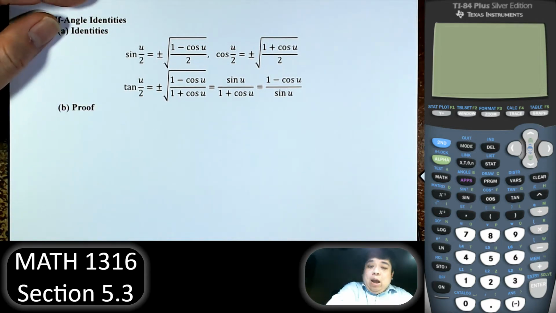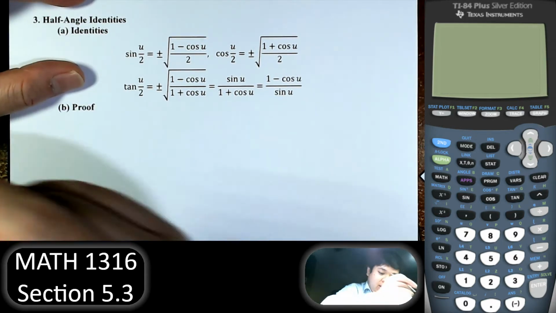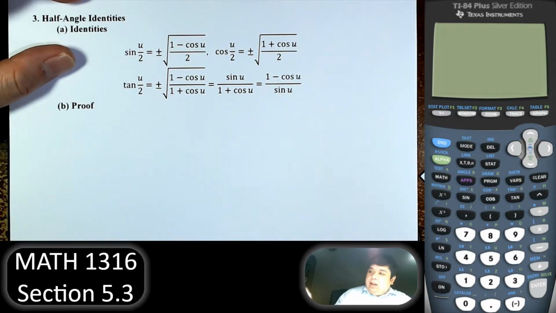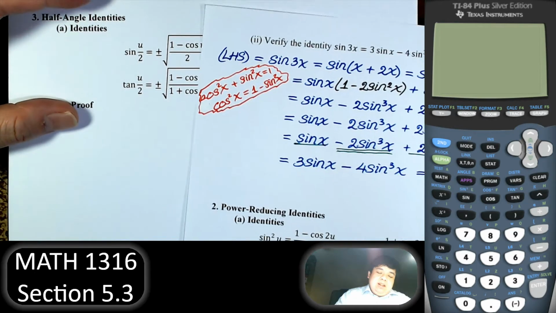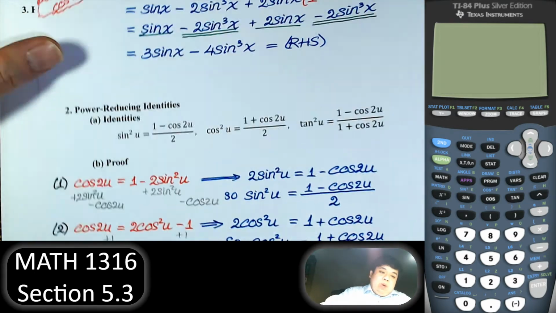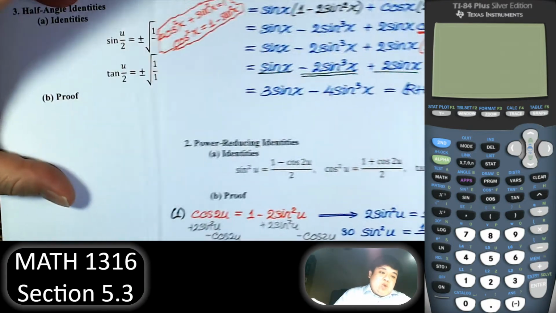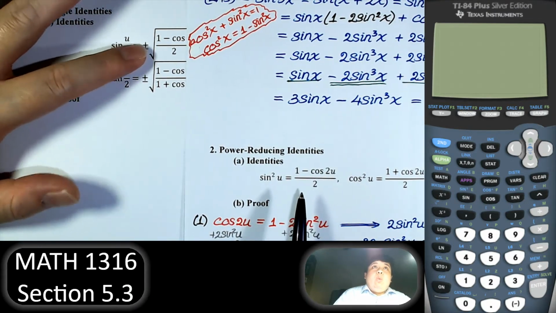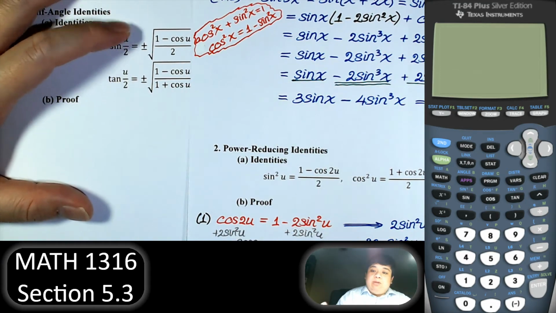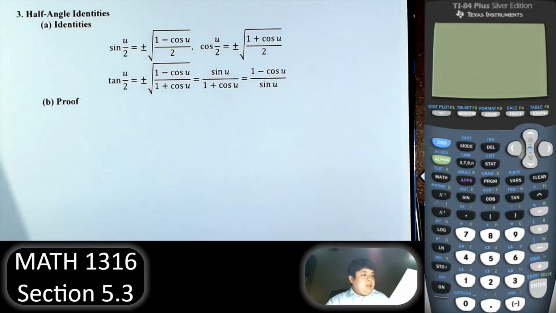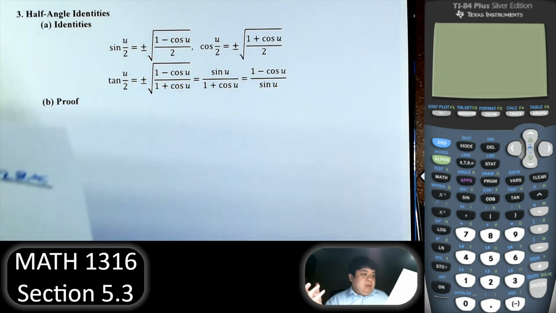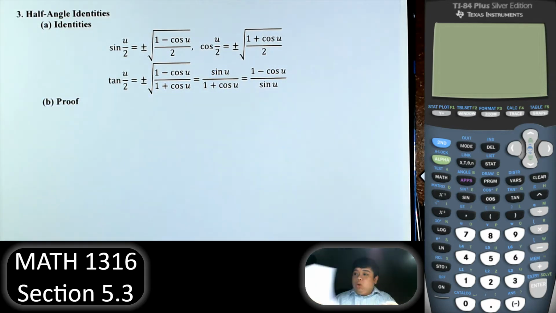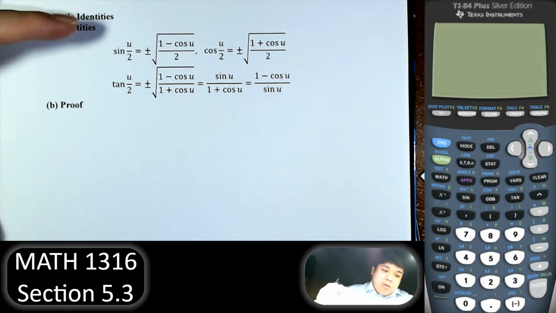Right, now half angle identities. This will be very easy. What we have here is, if we take the square root on both sides, that's where the plus or minus comes from. So I will start with a double angle, power reducing, and I'll go to that. So that should be easy in terms of the proof.